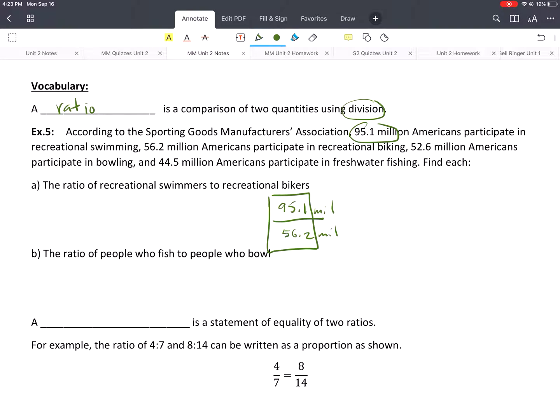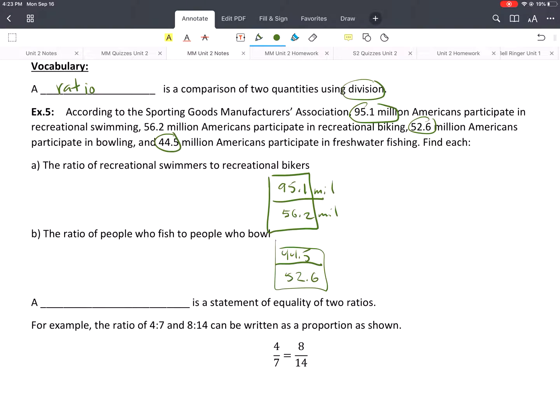Okay, the ratio of people who fish to people who bowl. So our fishers is right here, 44.5. And our bowlers is 52.6. So this would be our ratio. Okay.